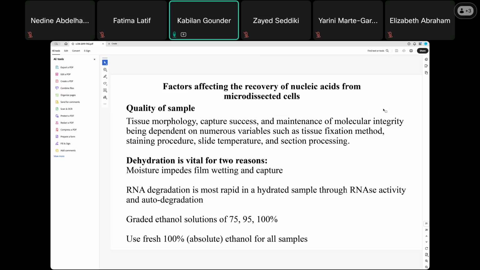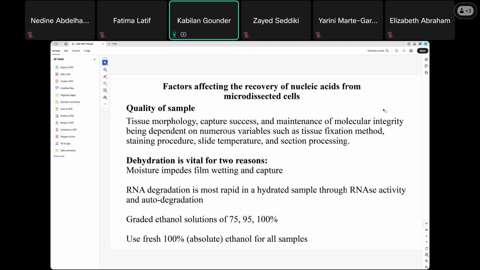So the transient temperature is important because that helps to melt onto the tissue samples. If the sample is wet, if you have not properly dehydrated, once it touches the sample, the transient heat will be immediately cooled down, or it evaporates the tissue, so the section will have a different structure. So it impedes the film wetting, and the capture success is very poor. Also, if not properly dehydrated, RNA degradation is most rapid in a hydrated sample through RNase activity and auto-degradation.